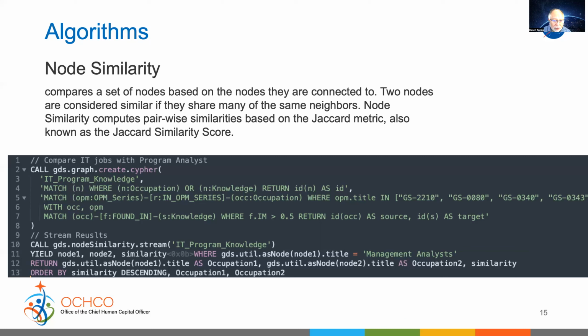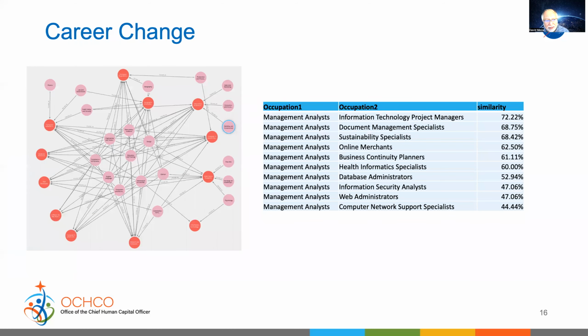Once I've pulled out that graph, I can write a similarity algorithm against it to compare my current job. Let's say I'm a management analyst. I want to compare my job to find out what other jobs are out there based on common knowledge that I might be able to apply. After running that algorithm, I get a graph that looks something like this on the left-hand side, showing the various occupations. On the right-hand side, you can also pull it out as a table showing that occupation 1, management analyst, is what I currently have.